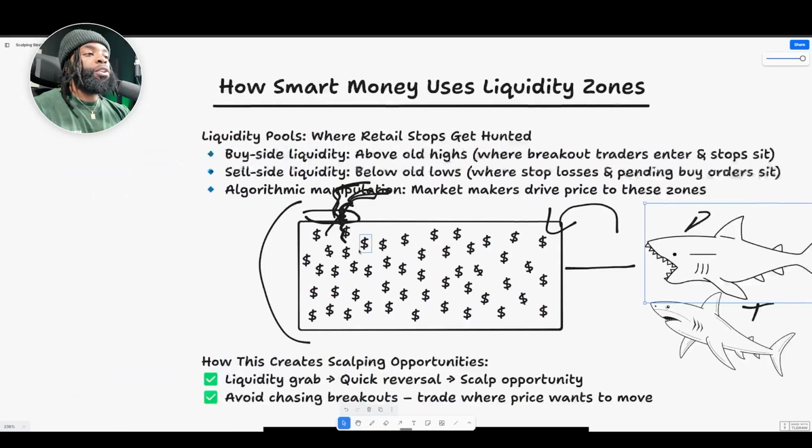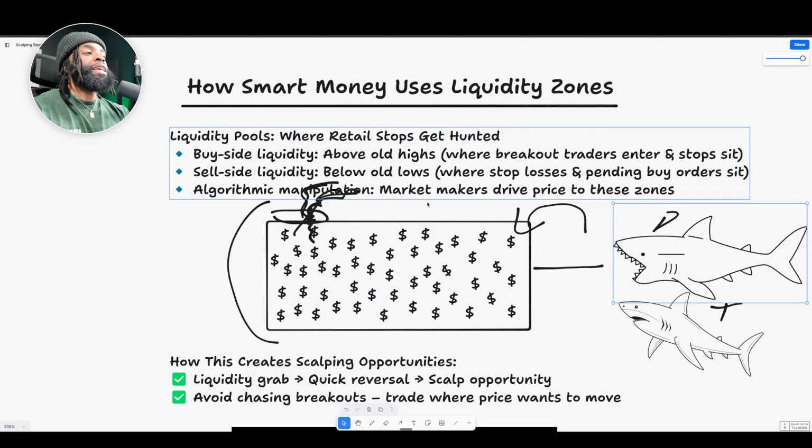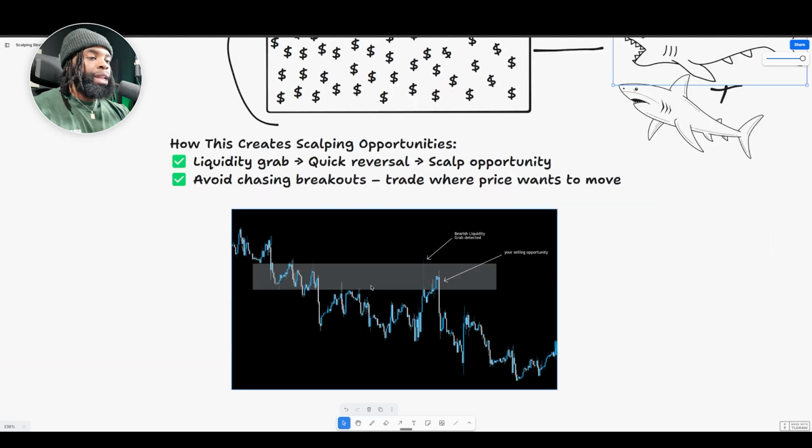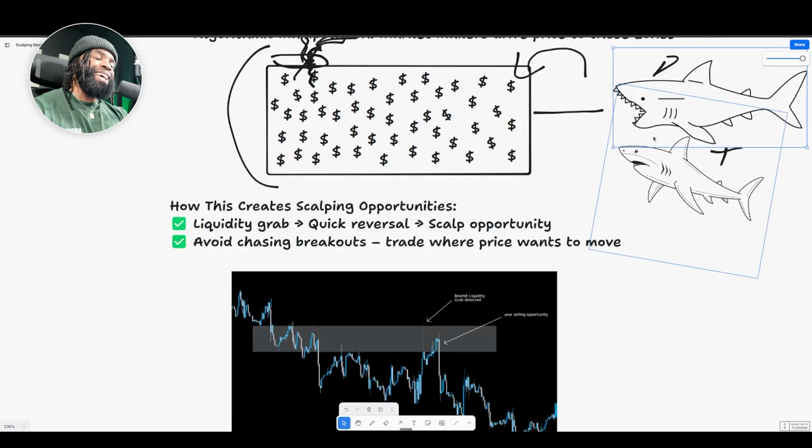That is exactly what a liquidity pool is. So when you guys see anything where smart money or support and resistance or major highs, major lows, essentially think of Dick and Tom. Now, how does this create scalping opportunities for us? Basically, we take the liquidity grab as a quick reversal, and then we get our selling opportunity. Remember, Dick and Tom are coming in here and sweeping up all of the shrimp to put them into their bowl to take back home to Dick and Tom's family.